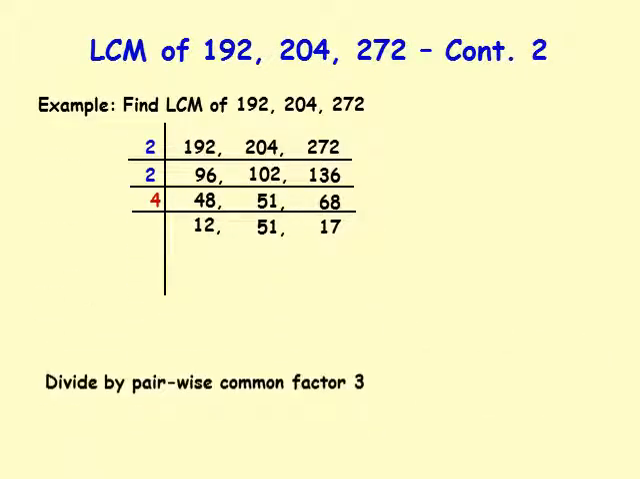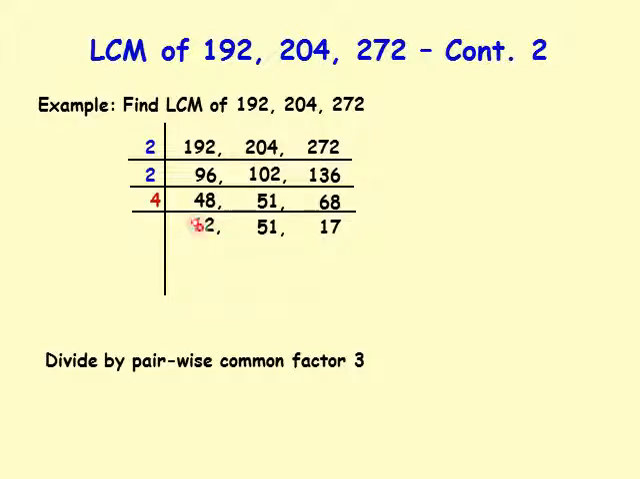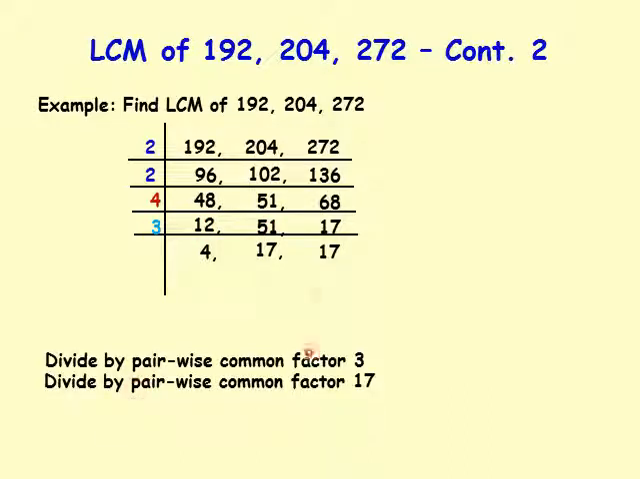So we've gone this far now. The common factor 3 is of the first two numbers, a pairwise common factor. So we divide by 3 now. When I divide 12 by 3, it's 4. When I divide 51 by 3, I get 17, and 17 is not divisible by 3, so we'll keep the 17 here. So 3 is a common factor of the numbers 12 and 51, pairwise common. Now 17 and 17 have a common factor 17, which is pairwise common, not common to all.